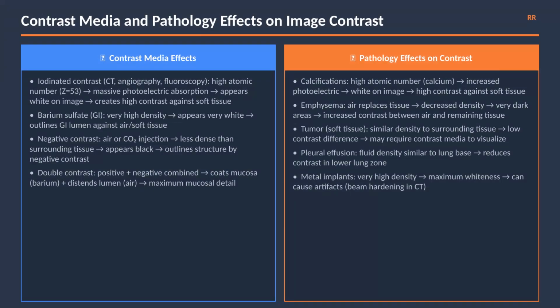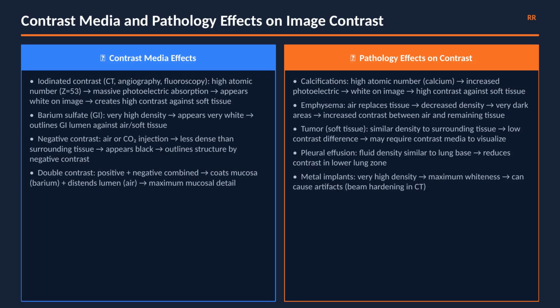Use contrast media work by creating artificial subject contrast between anatomical structures and their surroundings. Iodinated contrast is used for CT and angiography. Iodine has atomic number 53, high. Photoelectric absorption appears white on the image, giving maximum contrast against surrounding soft tissue.